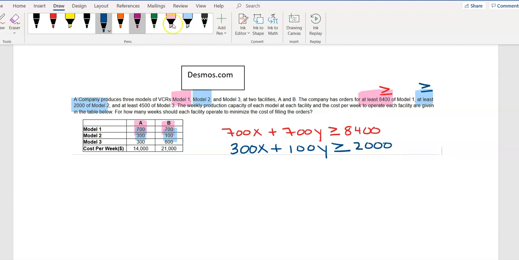So then we have our last model, which was Model 3, that we needed at least 4,500 for, and we had 300 and 600 at our facilities. So we're going to write our equation. I believe I did this one in orange this morning. So that would be 300x plus 600y is greater than or equal to 4,500.